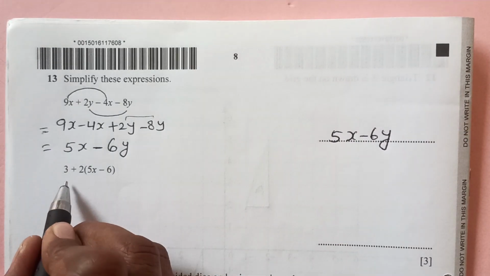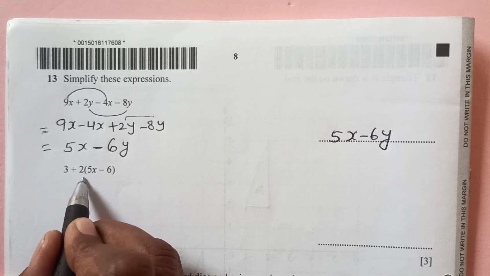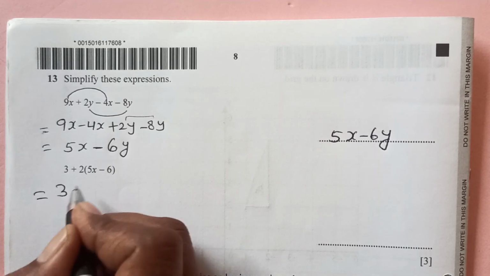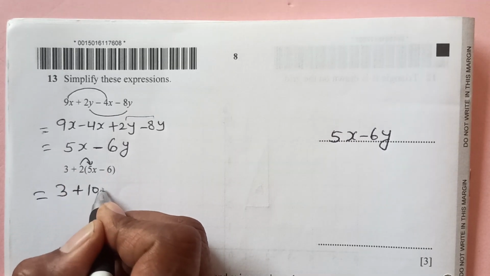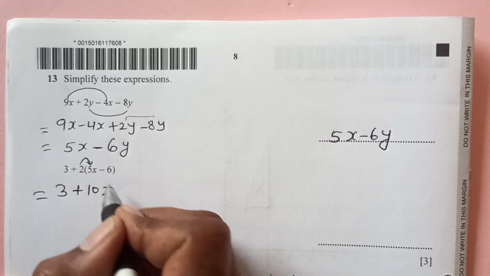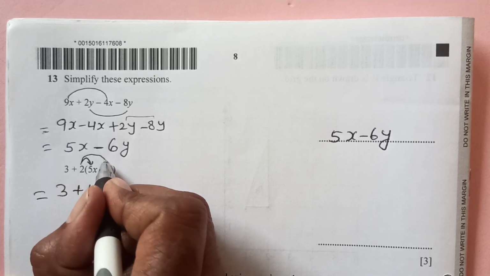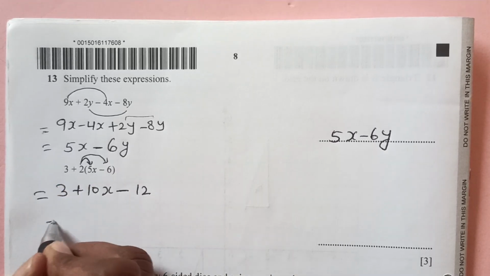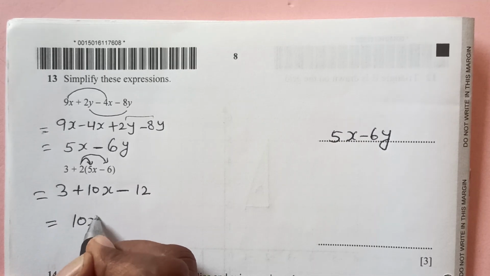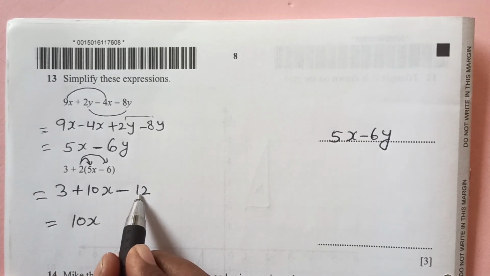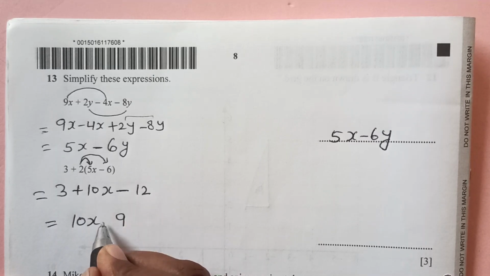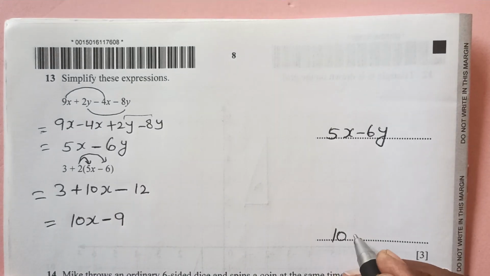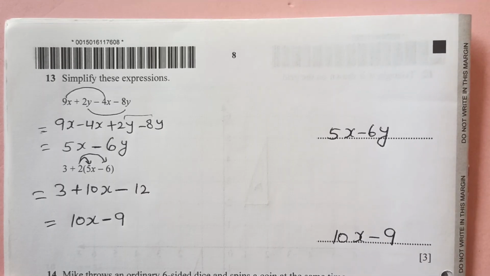Now this one here: 3 plus 2 in brackets. Now you need to multiply. Step by step, this 2 will be multiplied to this. 2 times 5 is 10x. Then there is a negative sign, 2 times 6 is 12. Now for like terms, 10x, there is no other term of x. So 12 minus 3 is 9, and 12 is greater and has a negative sign, so it will be negative. So 10x minus 9.